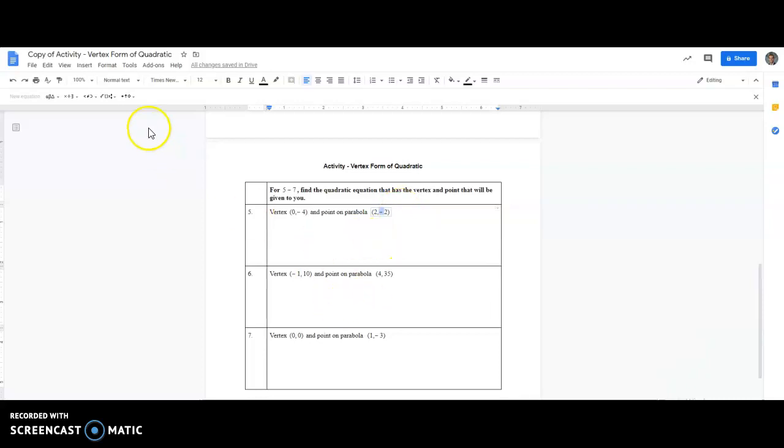So 5, 6, and 7, that's 7 problems. That's what you will turn into me. Do not share it with me. Go attach it to your Google Classroom assignment when you're done.